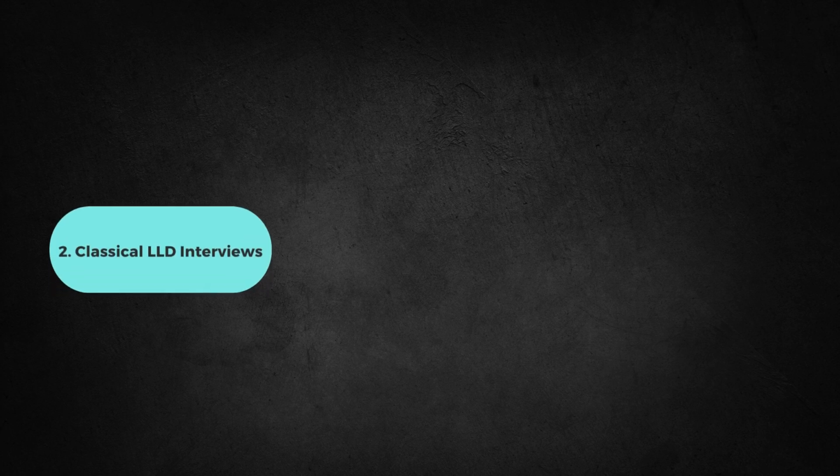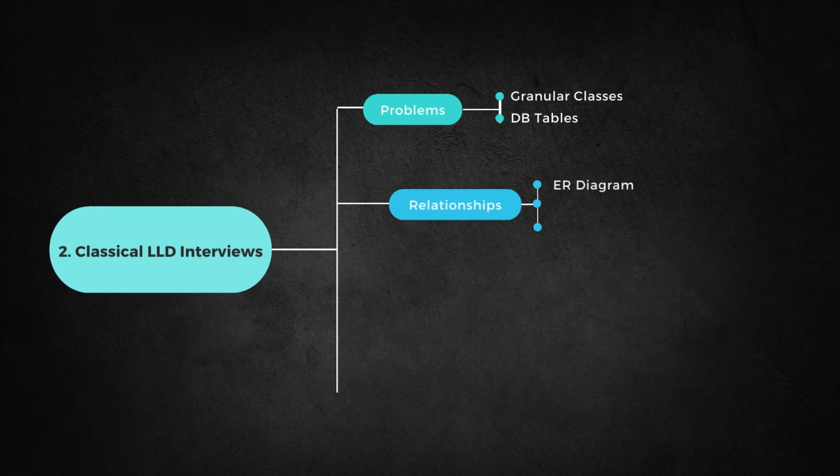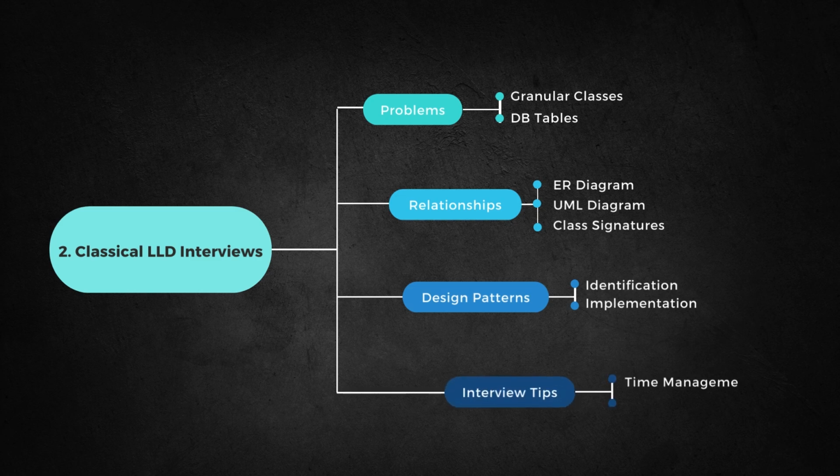Coming on to the next, we have classical LLD interviews. The candidate is expected to break down a problem into granular classes or DB tables and establish relationships between them. Interviewer may ask you for an ER diagram, they may ask you for a UML diagram, or they might just ask you to write class signatures and establish the relationships. Identification and implementation of suitable design patterns will give you an edge. Generally, these kinds of interviews are of shorter duration, so time management with proper decision making on code and design patterns is really necessary. Classical LLD interviews are generally asked in big companies like Amazon, Expedia, Myntra, etc.